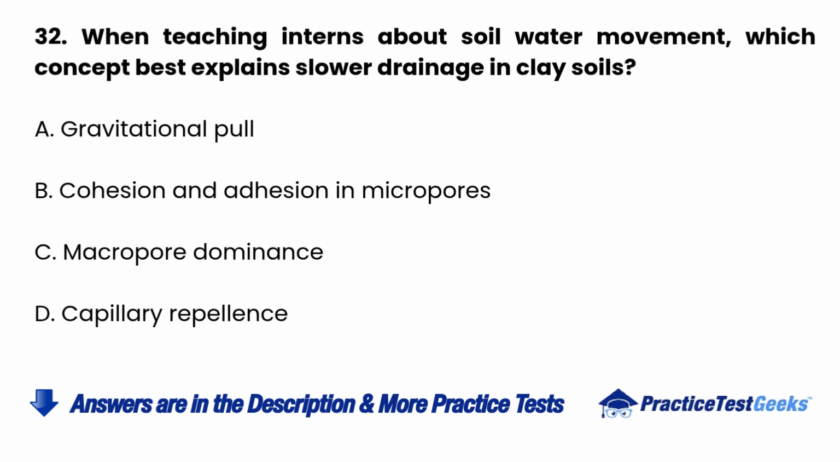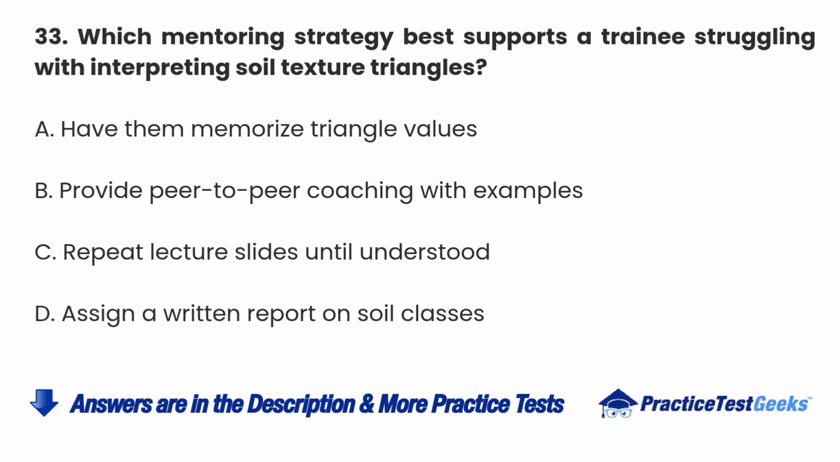32. When teaching interns about soil water movement, which concept best explains slower drainage in clay soils? A. Gravitational pull. B. Cohesion and adhesion in micropores. C. Macropore dominance. D. Capillary repellence.